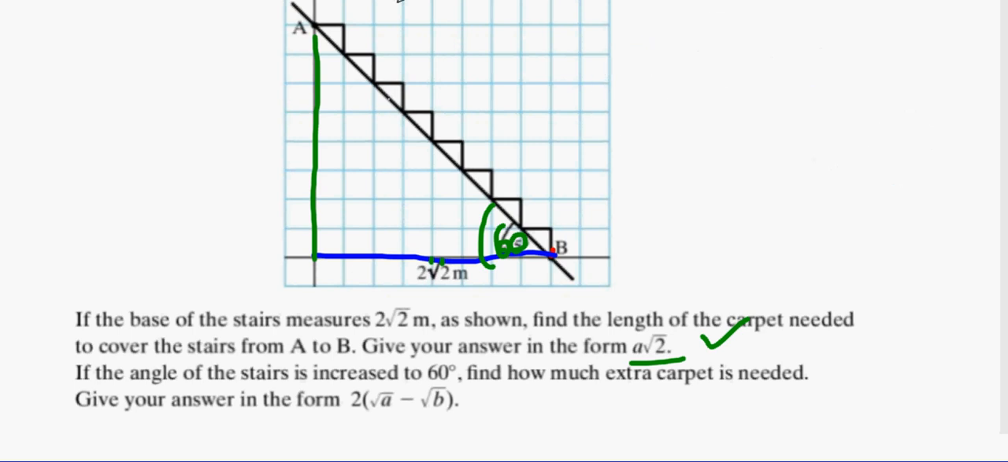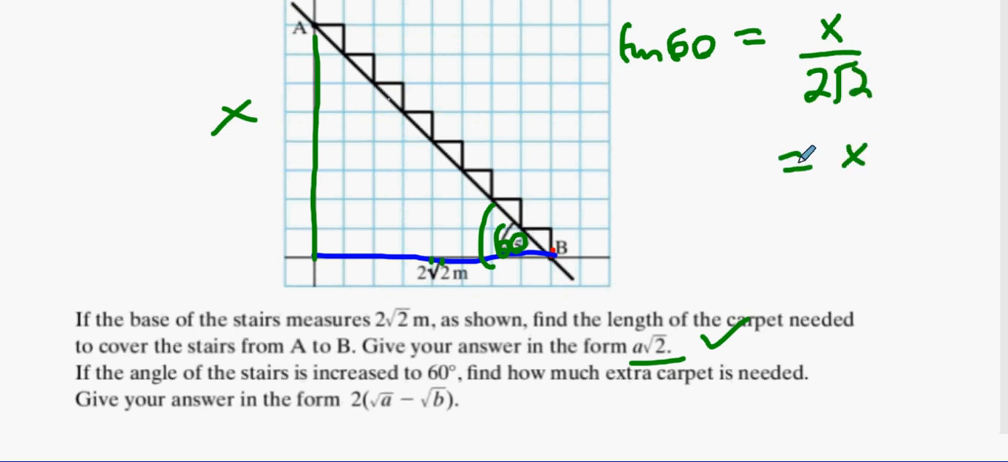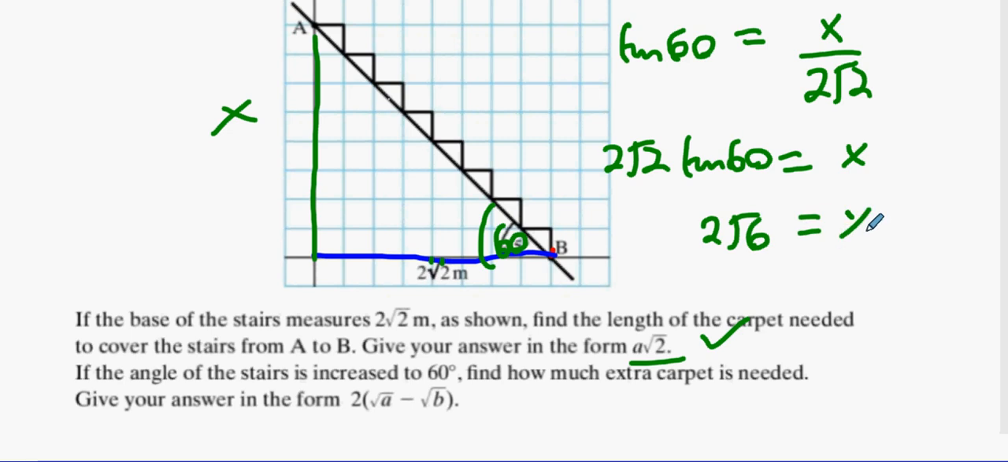Tan 60 equals x over 2 root 2. So what's 2 root 2 tan 60? Anybody? 2 root 6. Is everyone happy 2 root 6 equals x? Alright. What was my original answer again? 4 root 2 was my original answer, wasn't it?